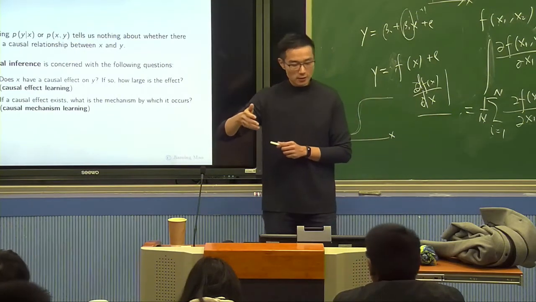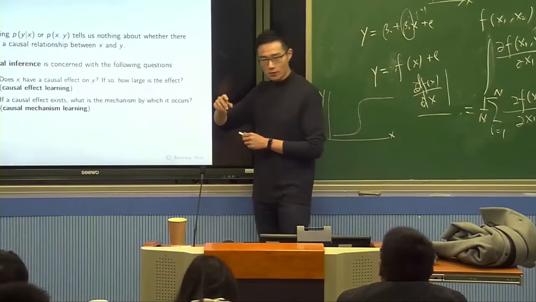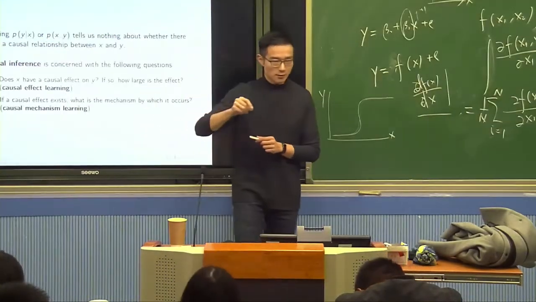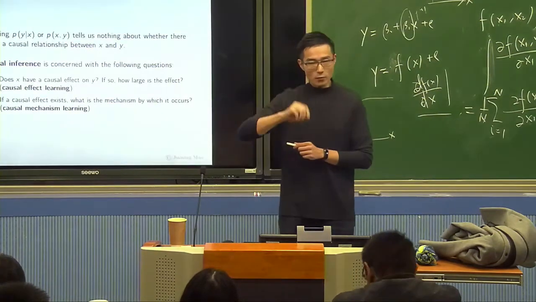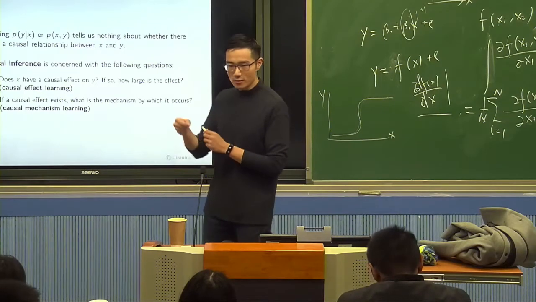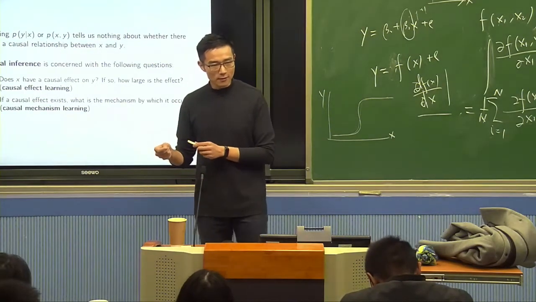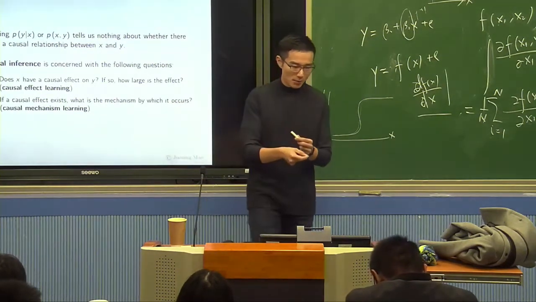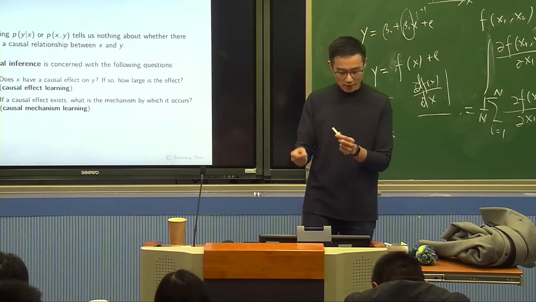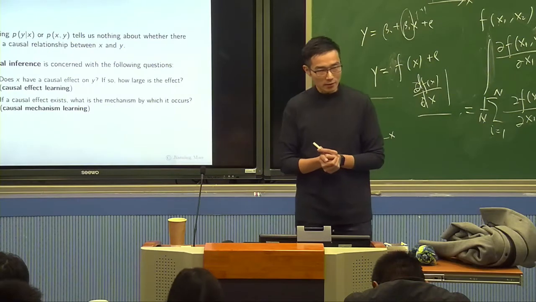That's causal effect learning. Causal mechanism learning is more ambitious. Not only do I want to know if there exists any causal effect, I want to know what the mechanism is. So if we discover that X has a certain amount of causal effect on Y, then the natural next question is, what is the mechanism that gives us that kind of effect? That's called causal mechanism learning.